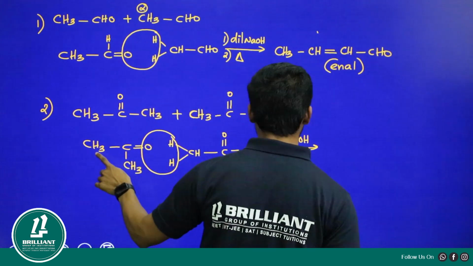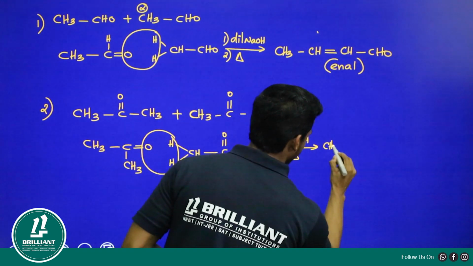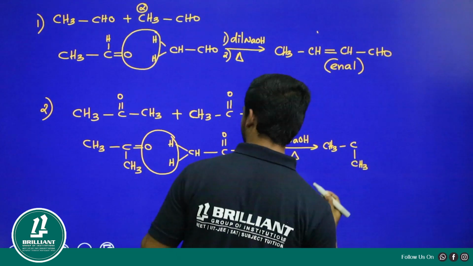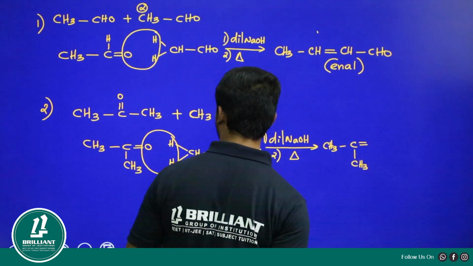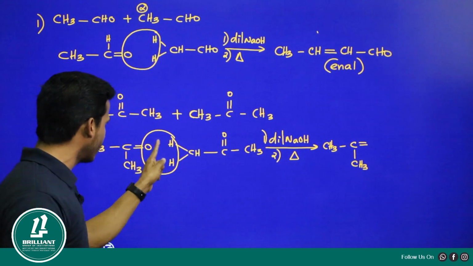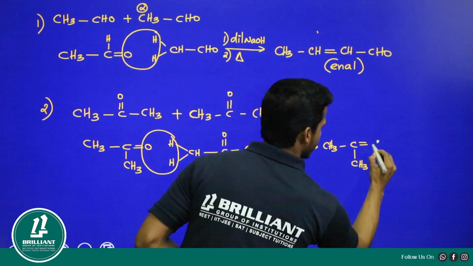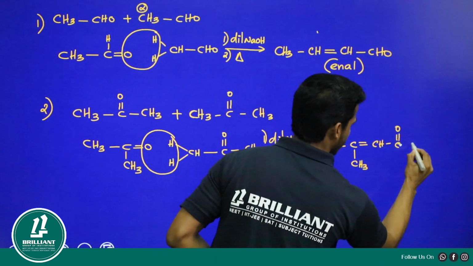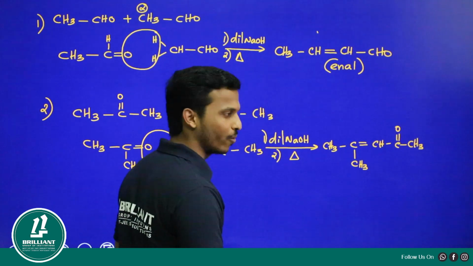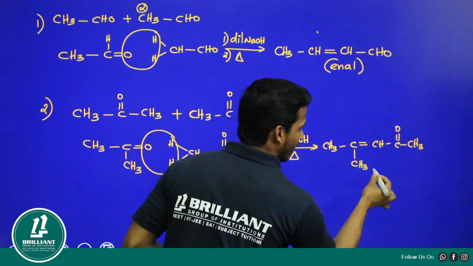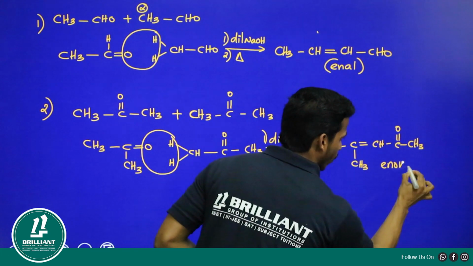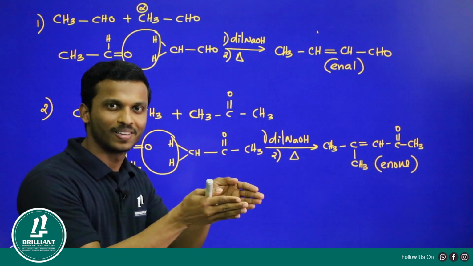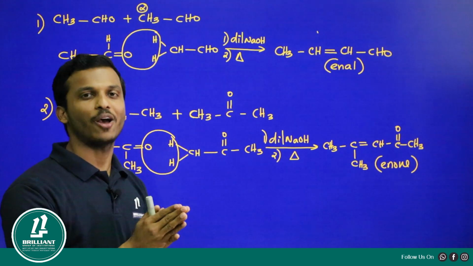What can we write? Here we have CH3. Here we have C, on which there is a CH3. The double bond is connecting here to the CH, and then you have COCH3. What is this compound? It contains a ketone and an alkene. It's known as what? Enone, the final product.